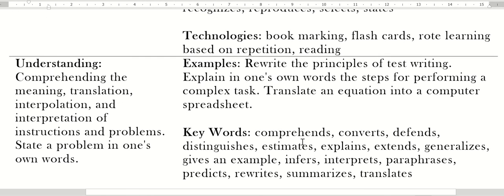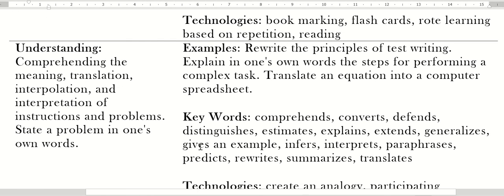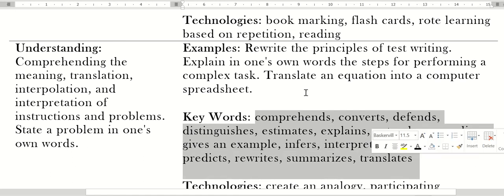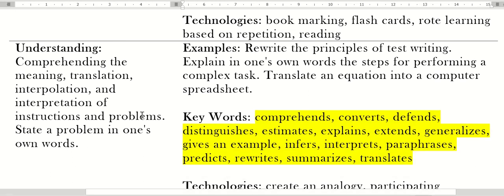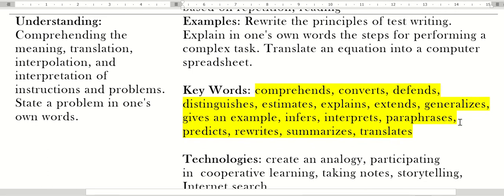Second stage, understanding. These are the examples and these are the keywords. So if you would like to develop understanding, these are the common words that you can use. These are the examples and these are the technologies that you can use.